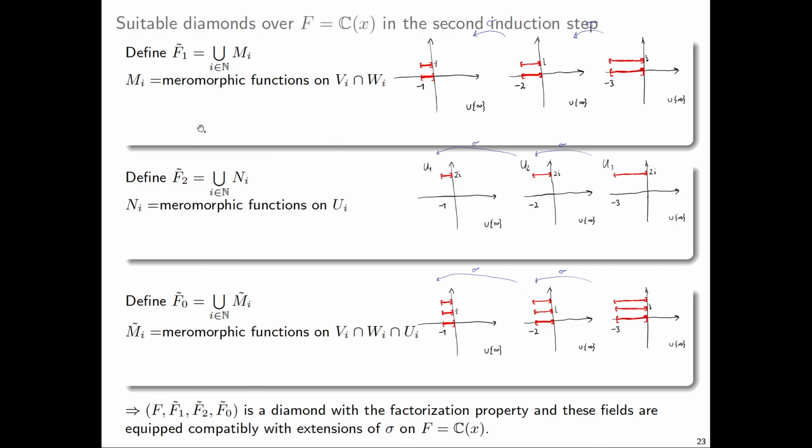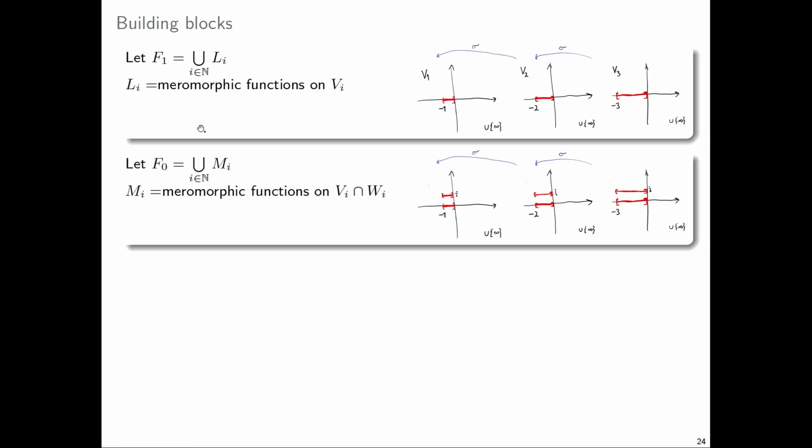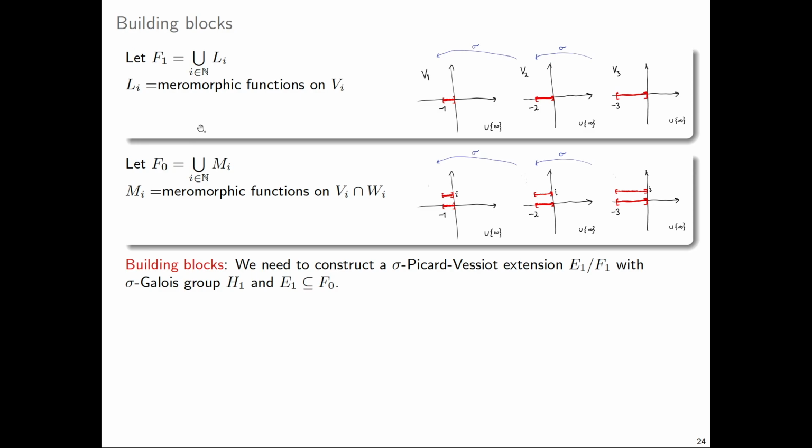Okay, so now on my last slide, I would like to explain how we then can do what we call the building blocks. So this is our field F1, this is our field F0, that's just copied from the last slide. And now what's left to do is we need to construct a sigma Picard-Vessiot extension E1 over F1 with group H1 that's contained in F0. And then we will have to do the same thing over F2 and inductively over all other fields that occur.